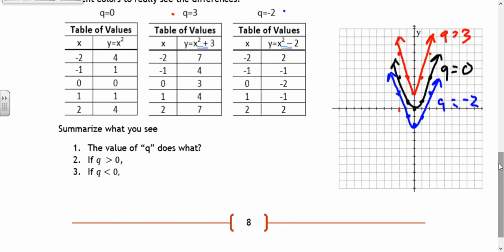So what does the value of Q do? The value of Q moves our graphs up and down. If Q is greater than 0, the graph will go up. And if it is less than 0, it will go down.